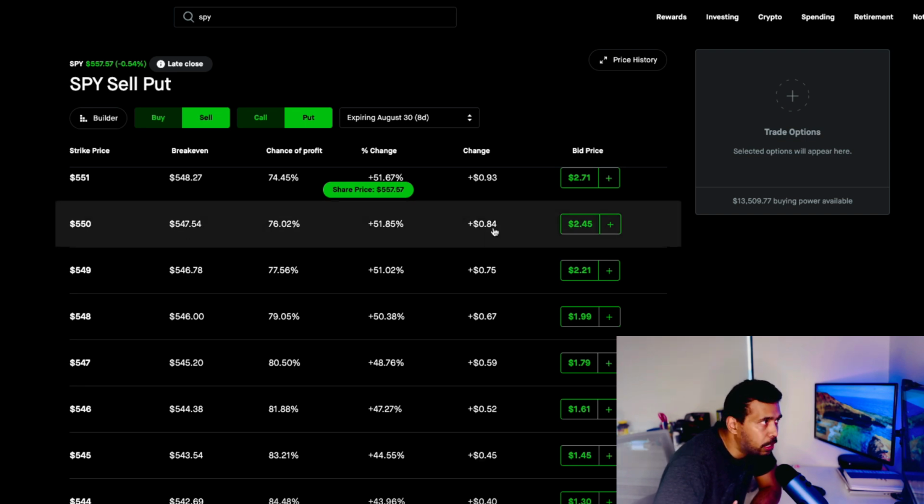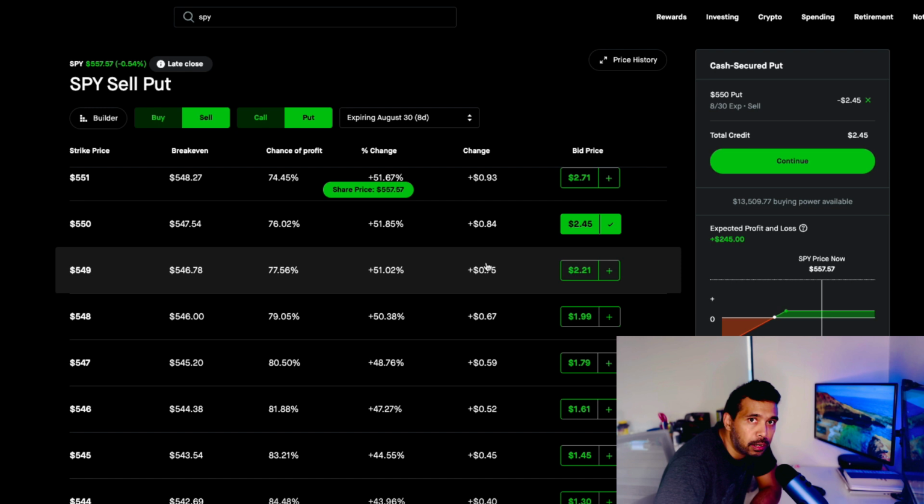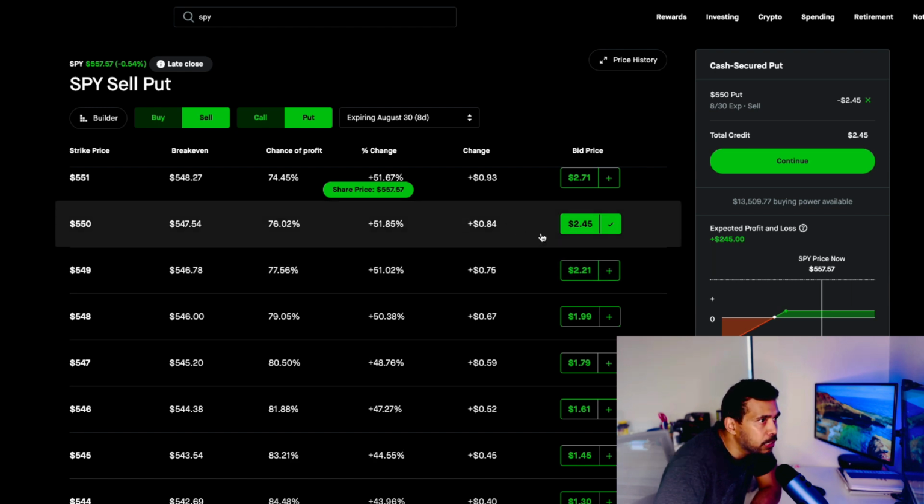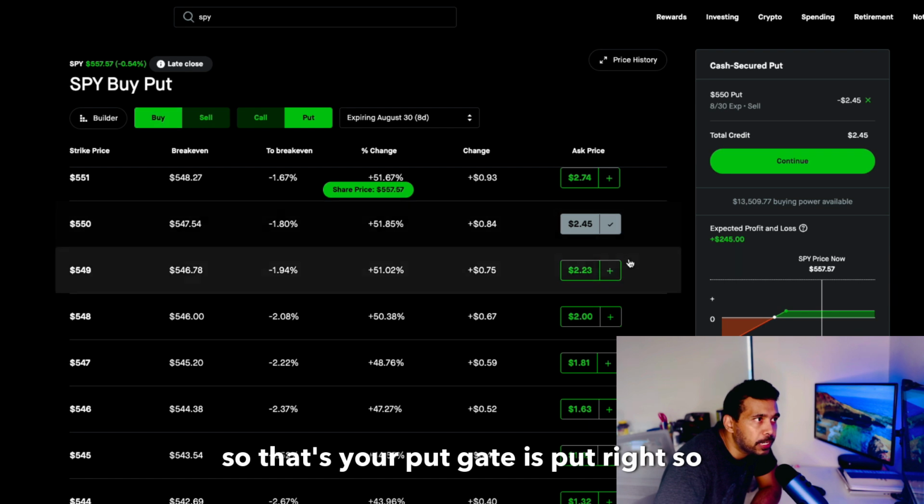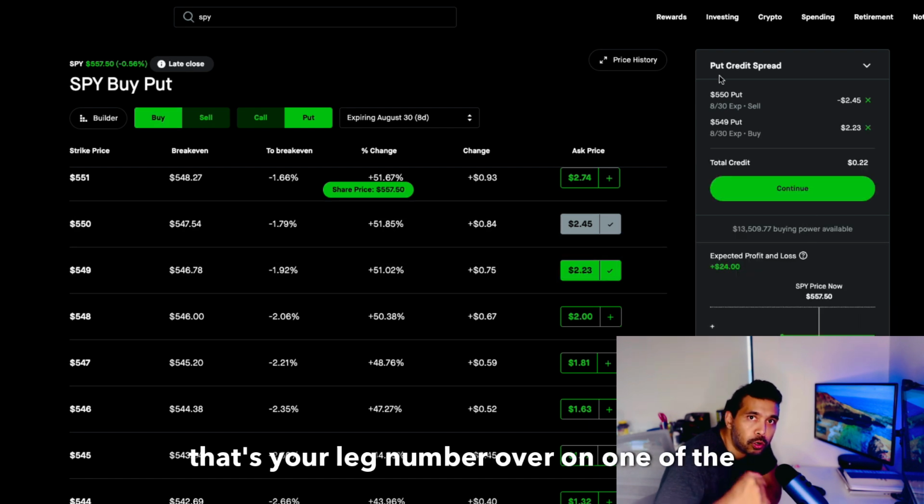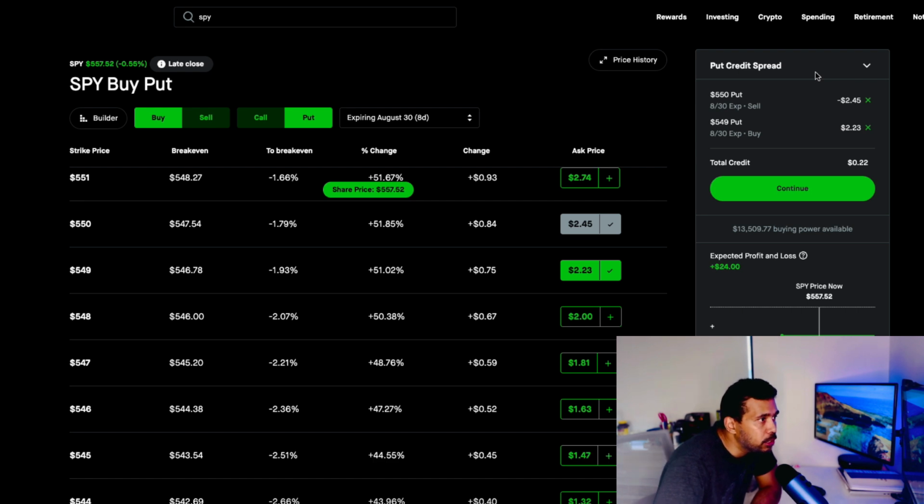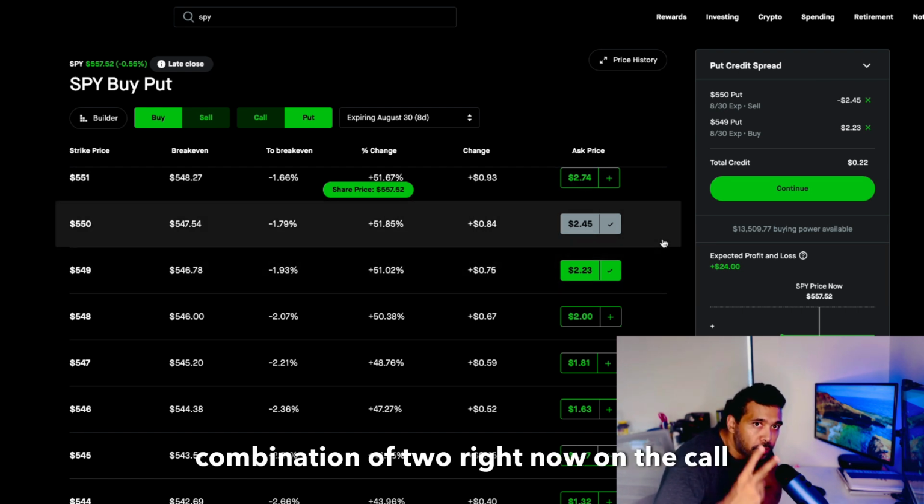That's leg 1 of 1, right? And then you buy a put right below that. So that's your put credit spread, right? That's leg number 1 of the overall strategy, the put credit spread. The second is, like I said, a combination of 2, right?